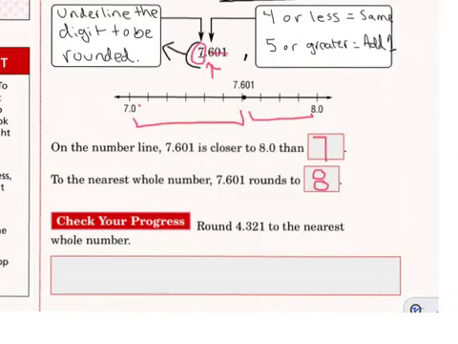Okay, now it's your turn. You can pause this video, you can rewind, you can look at your notes. Your turn. You are going to round 4.321 to the nearest whole number. Okay, 4.321 to the nearest whole number. Go ahead and pause this video and check your progress by rounding.